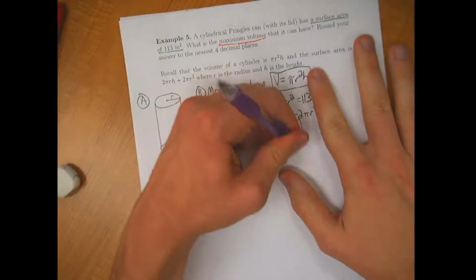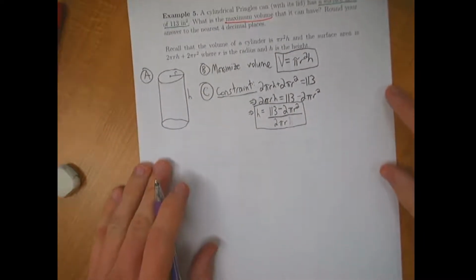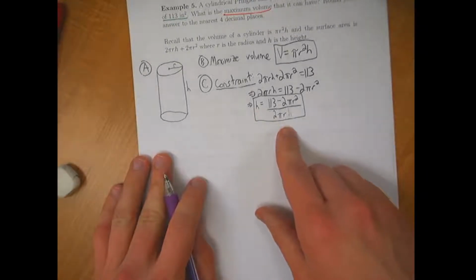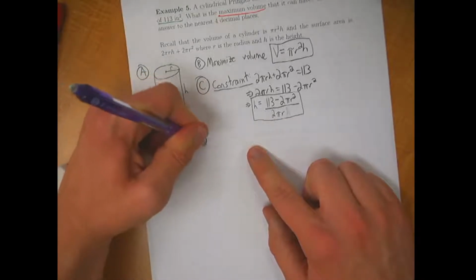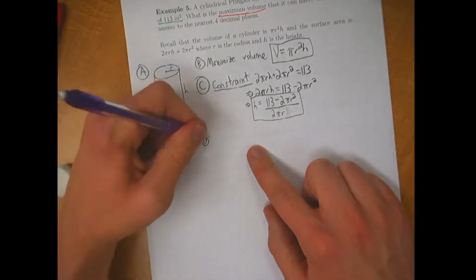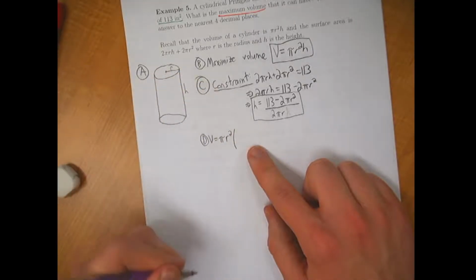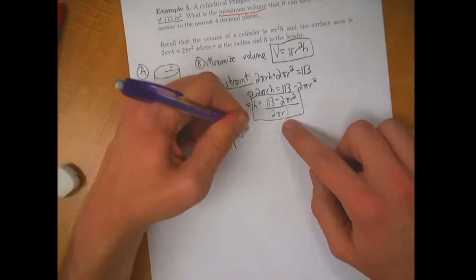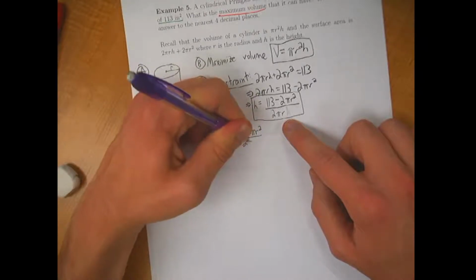So let's erase that a bit more. There we go. So that gives us our constraint. Now h is completely in terms of r here. If we plug this into our objective function, we have V equals pi r squared times, well, h is this, so 113 minus 2 pi r squared over 2 pi r.